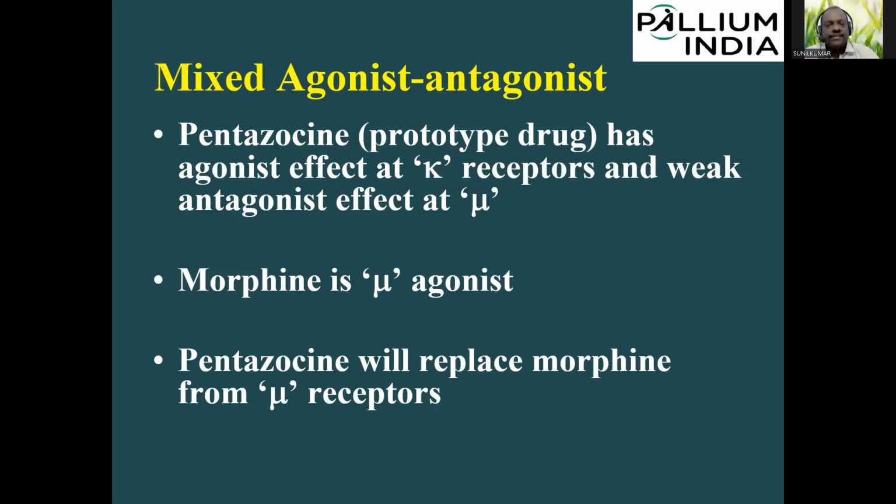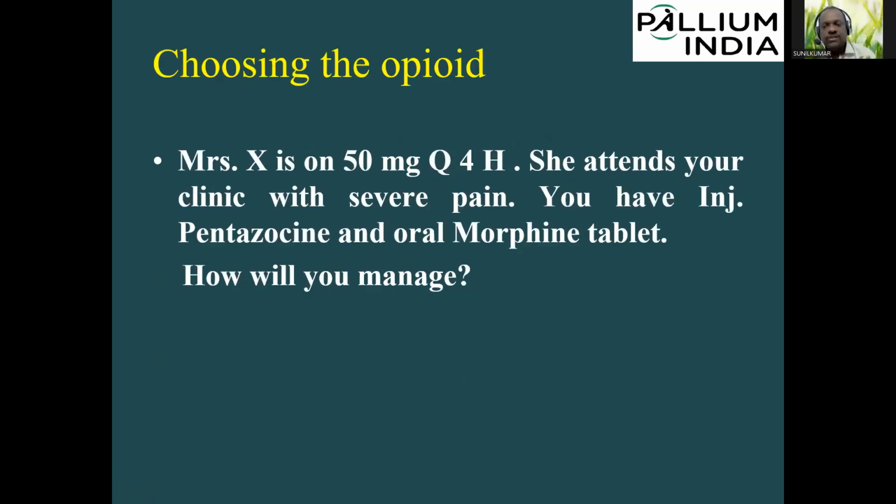Now, pentazocine is also an agonist at the kappa receptor. So there would be some pain relief, but once morphine is replaced from the mu receptor by pentazocine, there will be more pain. So in this patient, you should not give pentazocine. You should give morphine itself.